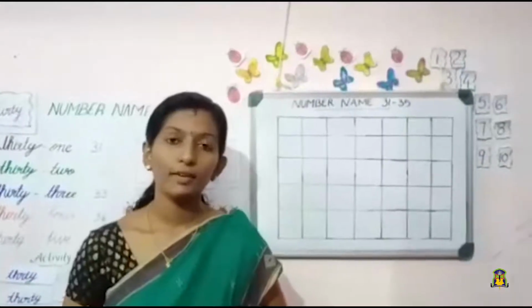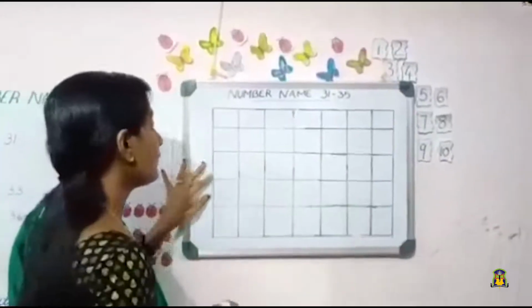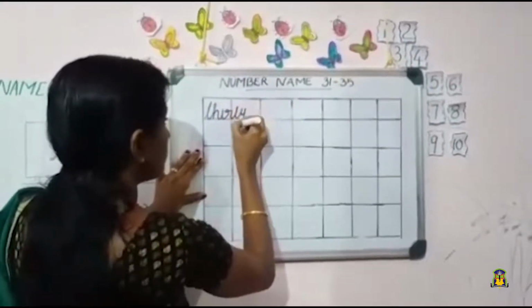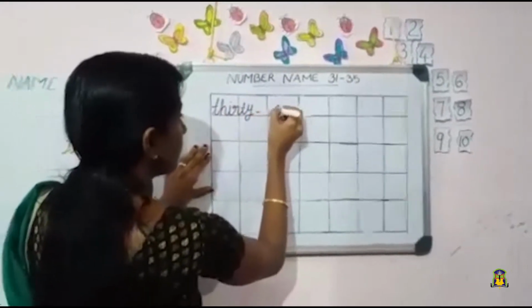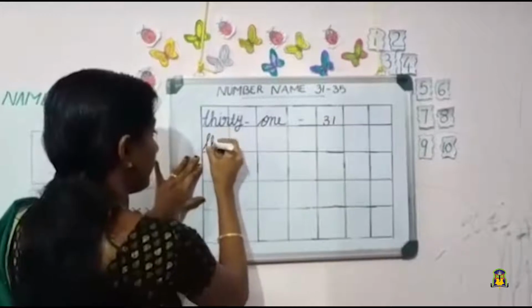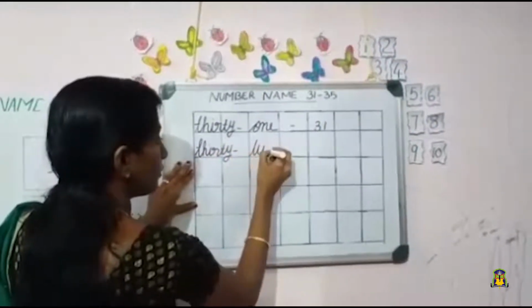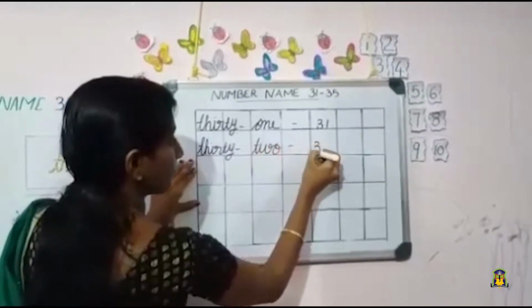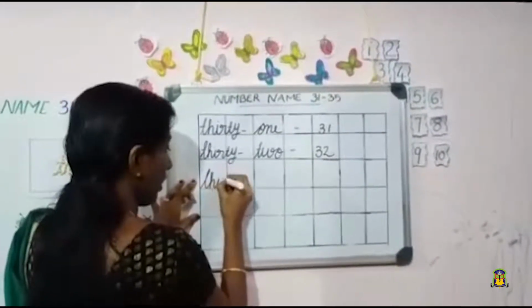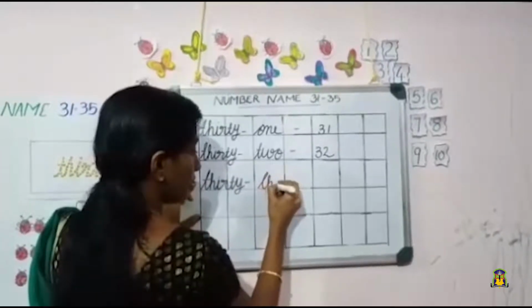Now we can write the number names from 31 to 35. All of you please look at here. 31. How can we write 31? T H I R T Y. 31. Then 32. T H I R T Y 2. 32. Then 33. T H I R T Y, T H R E E.